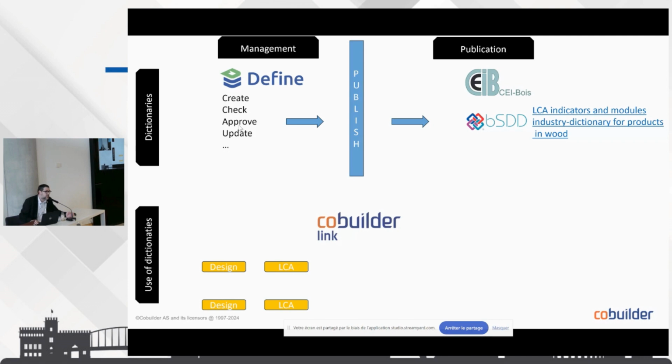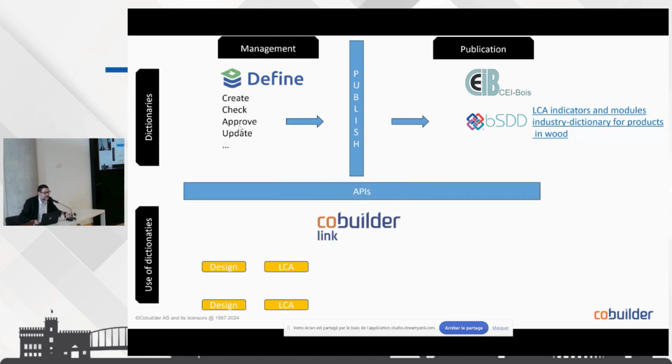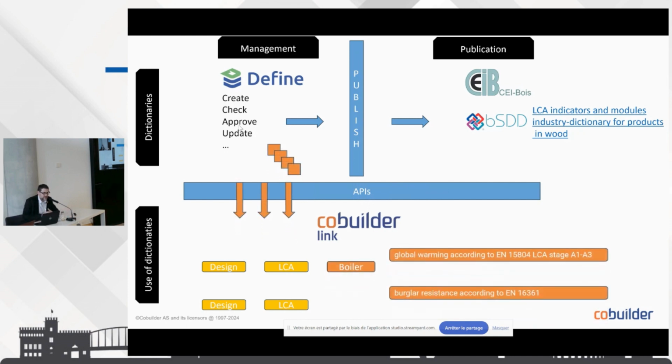Whatever you have to create, you have to use a project phase. So in this case, that's design. You will have to have a use case. In my case, that's LCA. And then I will need to use the content from those data dictionaries. And what is interesting today, not night yet, is that I will use APIs to take content from define.